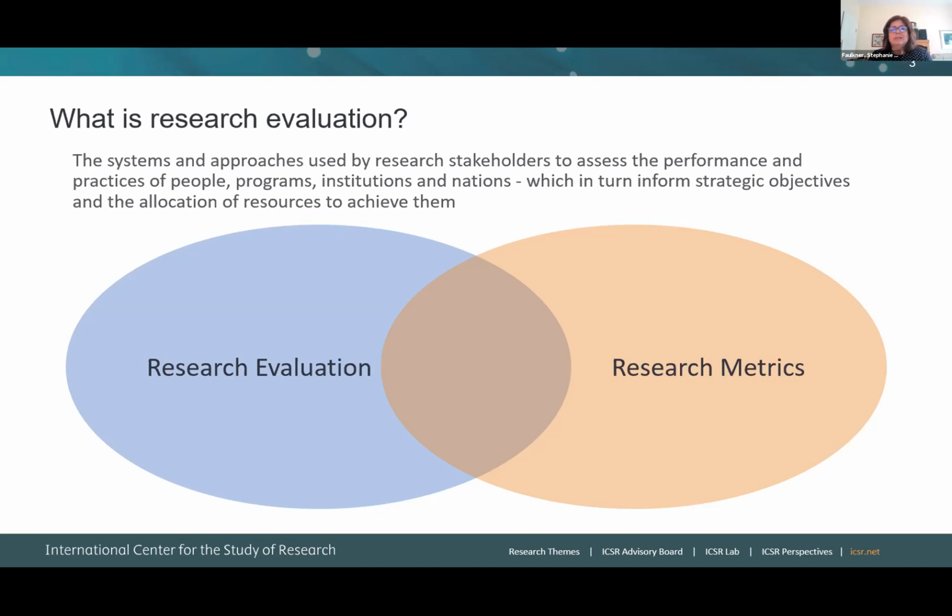So I want to make a clear distinction between research evaluation on the left of the slide and research metrics on the right of the slide, and focus on that overlap, or the Venn area between them, which is where we're going to have our topic today: the responsible use of research metrics in research evaluation. There are times when research evaluation can be conducted without recourse to research metrics. And on the other side, not all research metrics are useful in a research evaluation context.